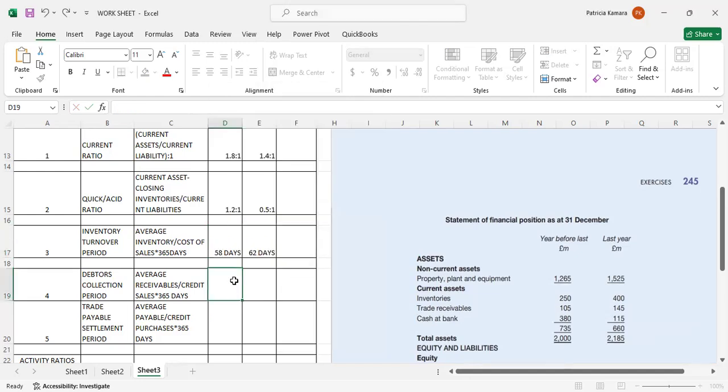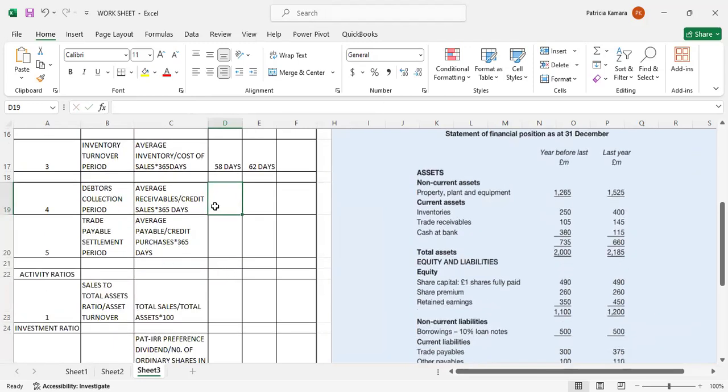Then you calculate the change between the inventories to be able to make meaningful judgments about the figures. Now, the debtors collection period: how long does it take us to collect our monies from those who are owing us? Sometimes if you don't see debtors, you will see receivables, those who are owing you. So that is average receivables over credit sales. Like I said, there are times when you will be given both the opening and the closing, and you have to work out the average.